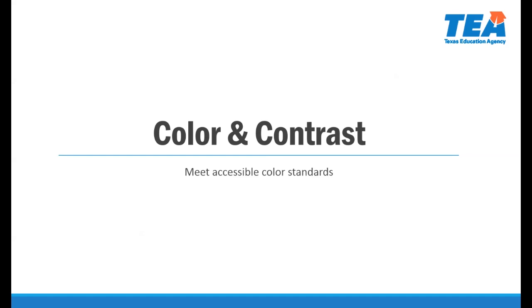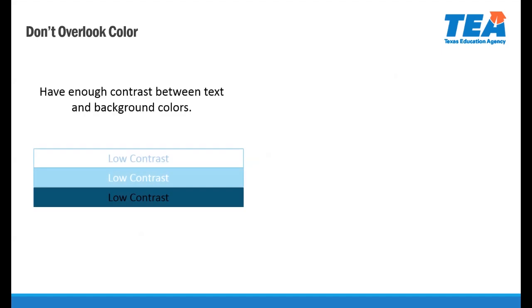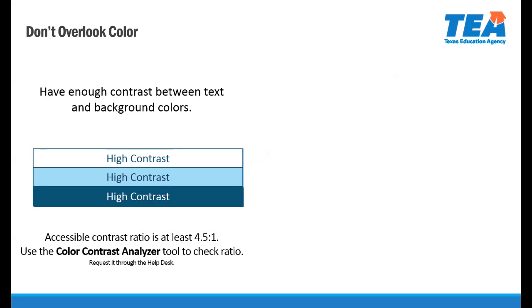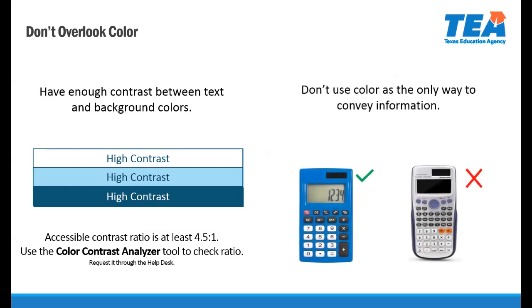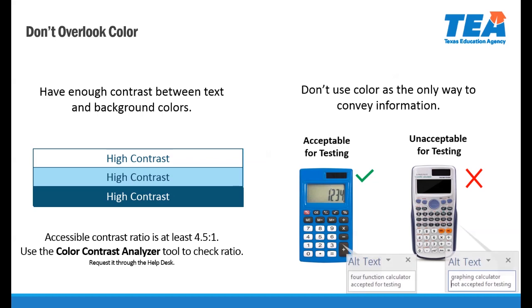Meet accessible color standards. Many times color is overlooked as an accessibility standard. You should have enough contrast between text and background colors. Use the Color Contrast Analyzer tool to check if your document has high contrast text so colorblind users can see all the content. Also, don't use color as the only way to convey information. Screen readers can't interpret color. Add additional information to support what the color is conveying.